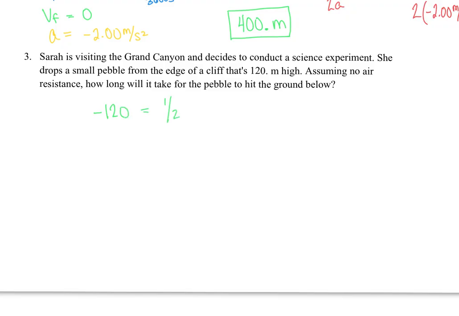It's just this one that I feel like we've used a million times. Right? So multiply by 2, divide by negative 9.81, and take the square root. So it should have taken, with 3 significant digits, 4.95 seconds.